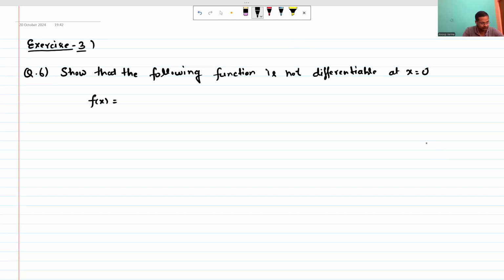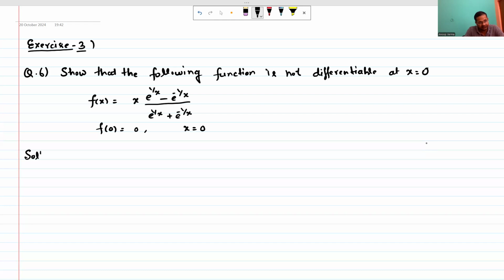f(x) is just equal to x e to power 1 by x minus e to power minus 1 upon x, divided by e to power 1 by x plus e to power minus 1 by x. Okay. And the value of the function at 0 is just equal to 0. So we have to check differentiability at x is equal to 0, and we have to say it is not differentiable at x equals to 0.